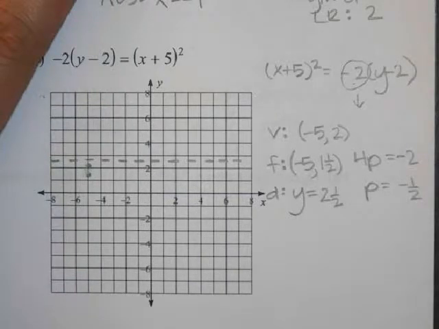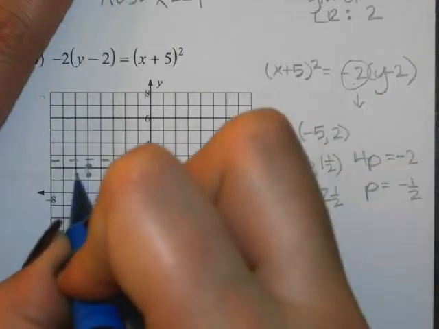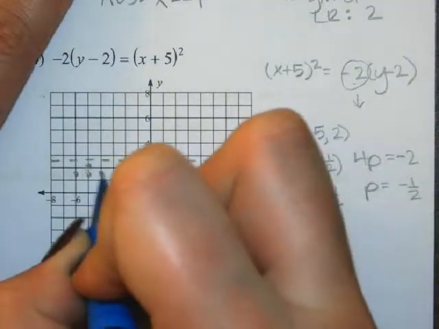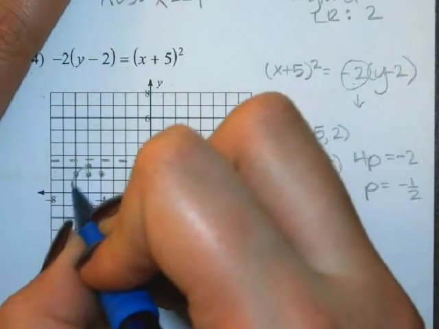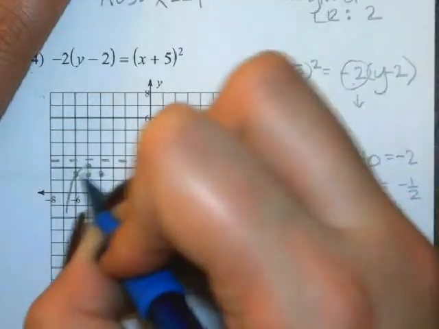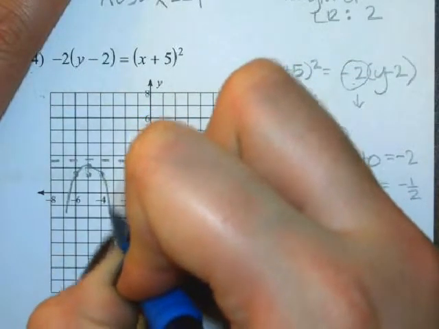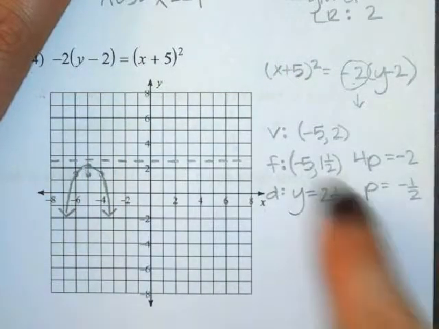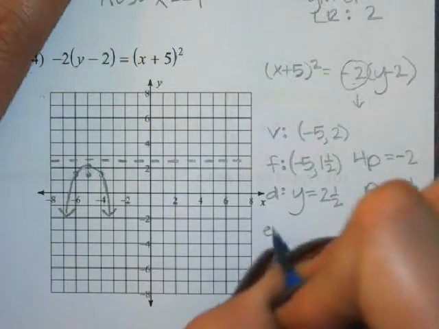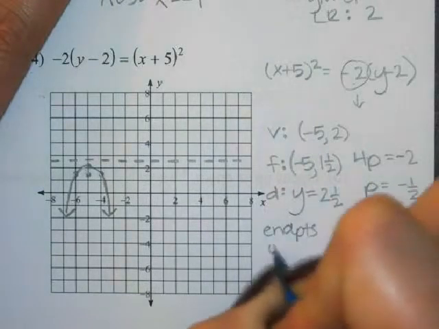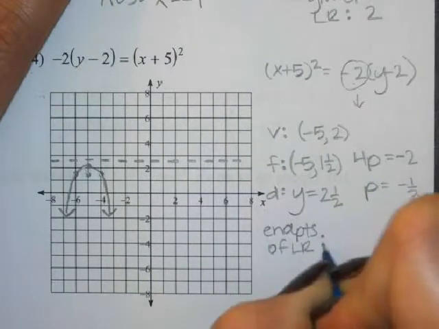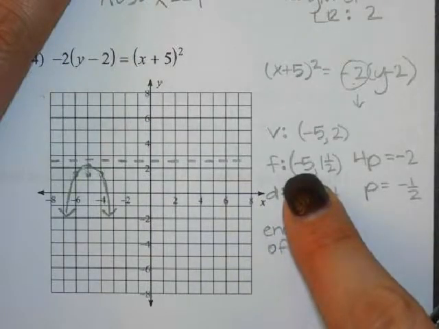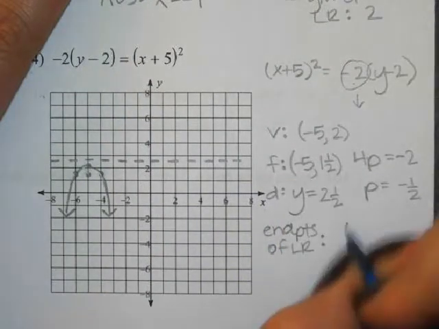Go over 2p. So p is 1/2. So if we go over 2p, go over 1. So we're going to go left 1 and we're going to go right 1. And that's enough information for us to draw our U shape for the parabola. So from the focus, if we go left 1 and right 1, what are the points going to be?